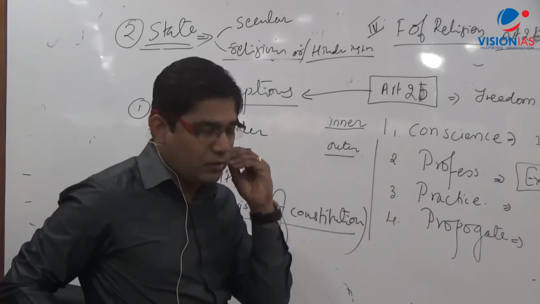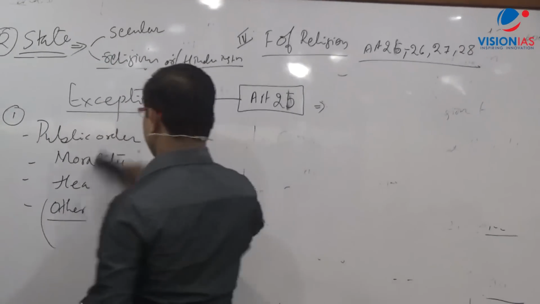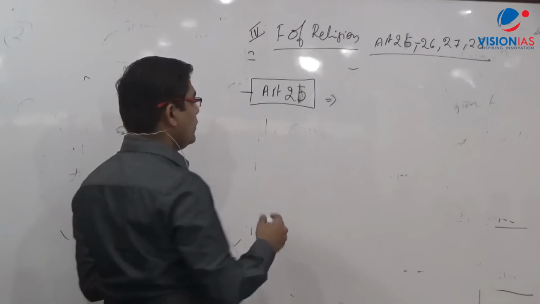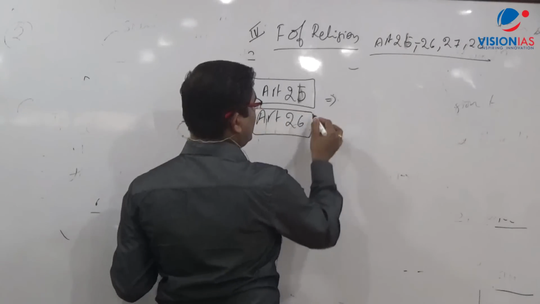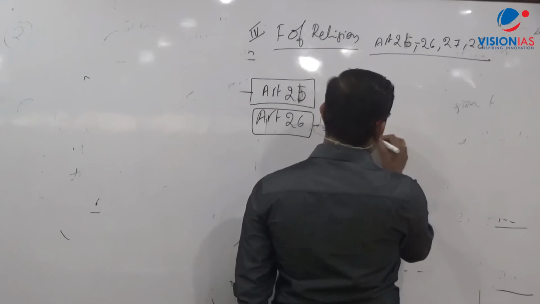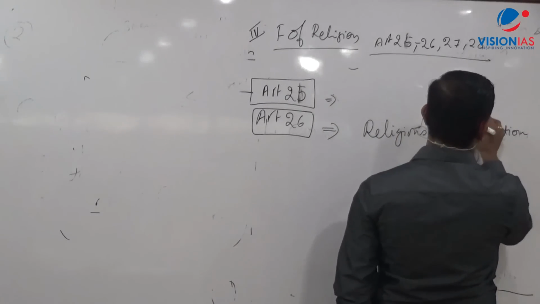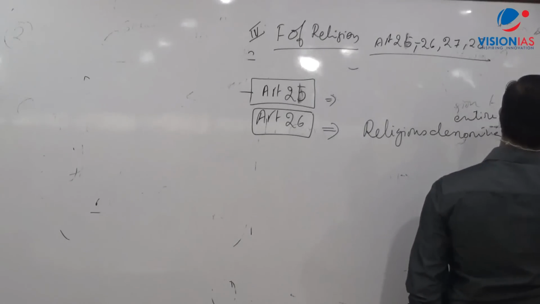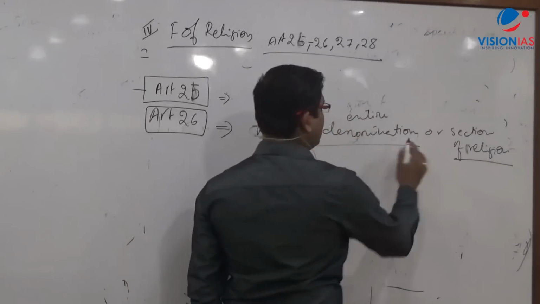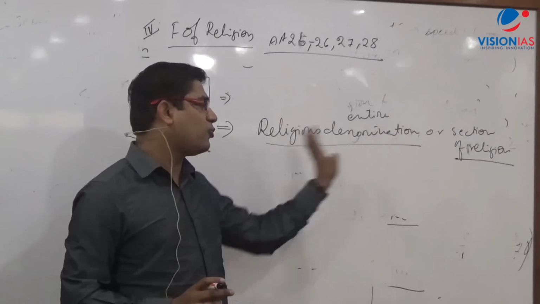Are you following me? Okay, so let's come to the article 26 now. See, there is a difference in between 25 and 26. 25 is individual freedom, whereas the article 26 is a group freedom, collective freedom. So in case of this, the word is religious denomination, entire religious denomination, or section of religion. Here the word is not individual. Okay, so it means that these are the group or the collective rights. So the right is granted not as an individual, right is granted for a full religion or some section.